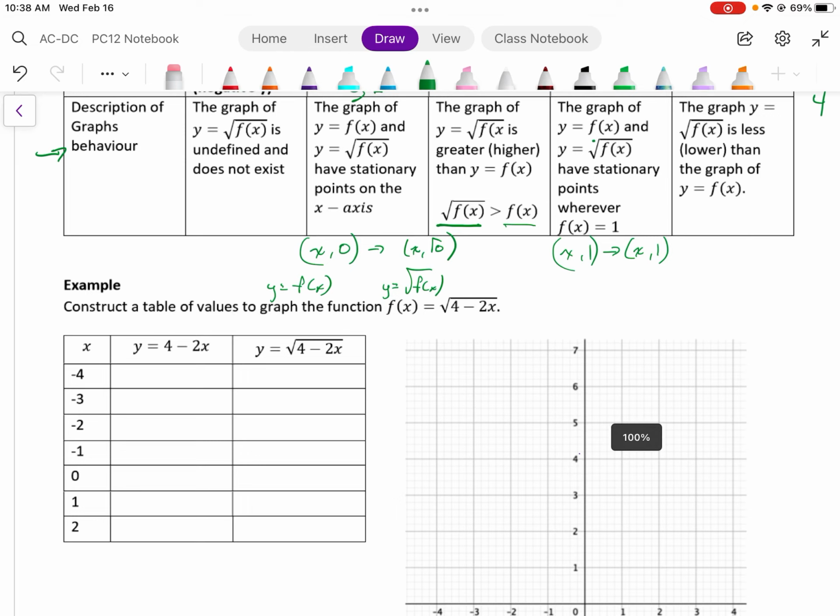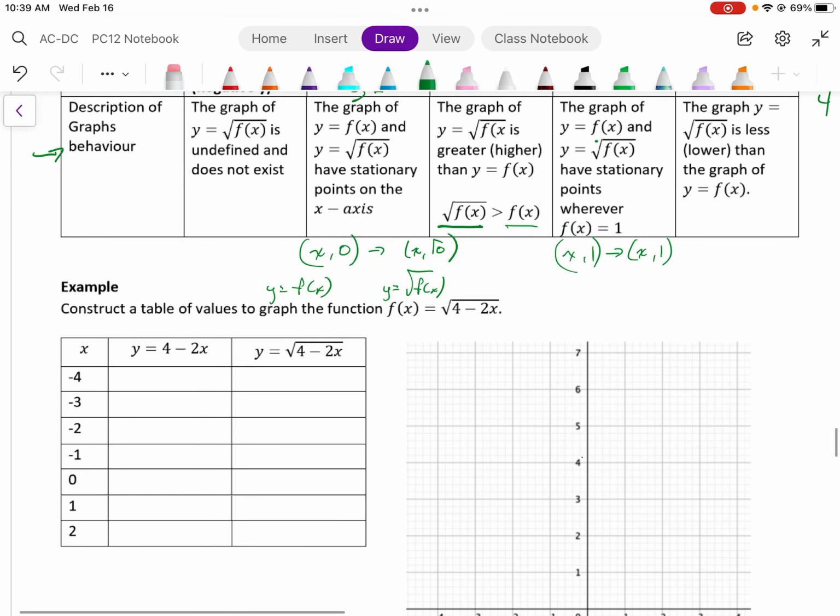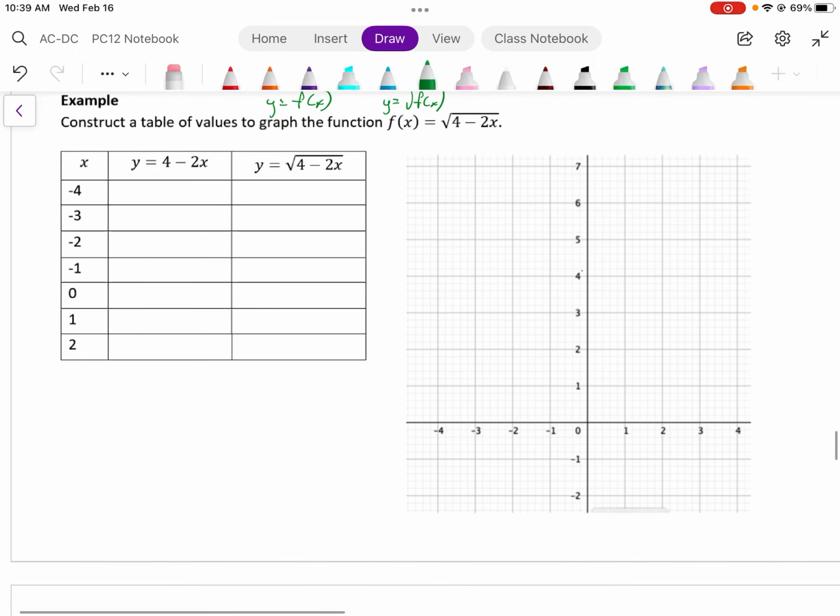All right. That was a lot of fun. Let's see how it pertains to this graph.